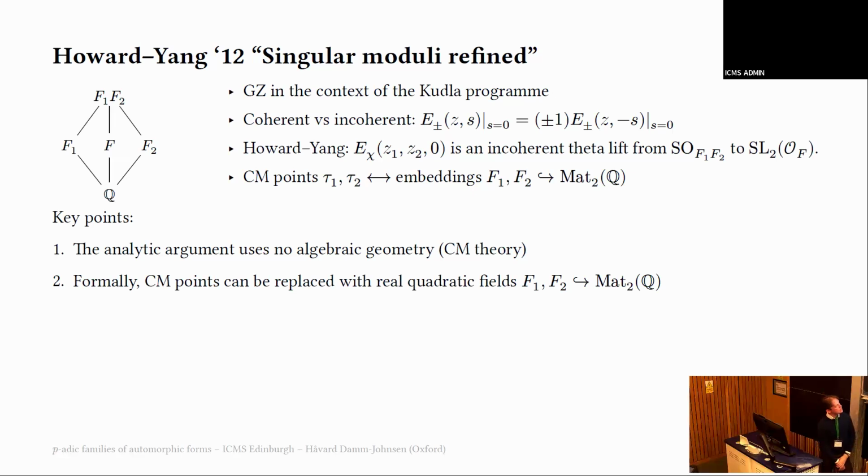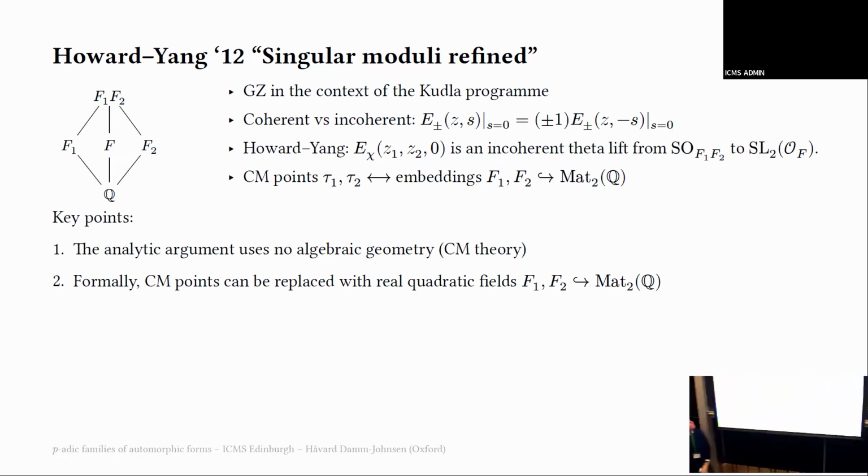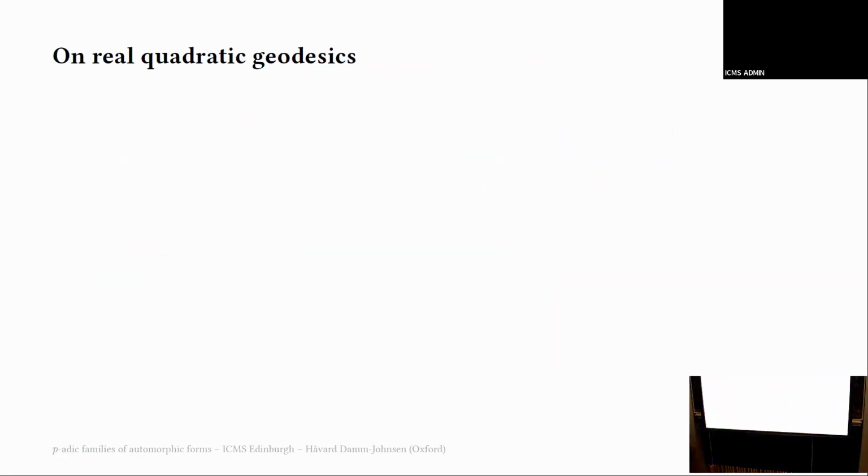And sort of on a purely formal level, we can replace this diagram with F1, F2 being real quadratic fields. F1, F2 is a sort of totally real biquadratic field, and F is still a quadratic field. Okay. And before I state the main results, I have to make a little excursion into the description of real quadratic geodesics. This is kind of setting up what happens when you try to replace CM points with these real quadratic things.